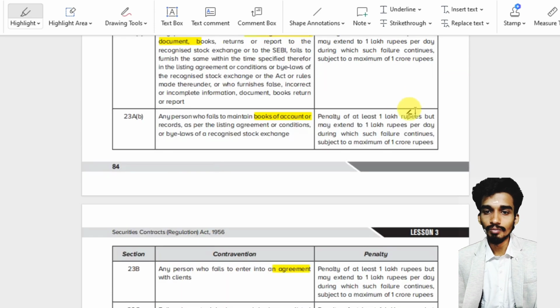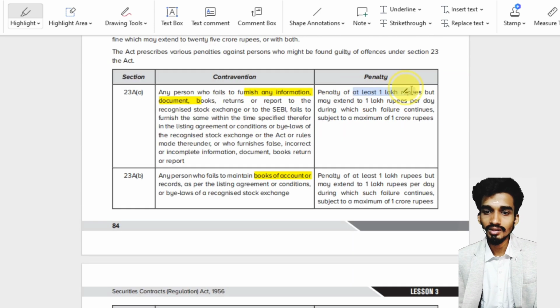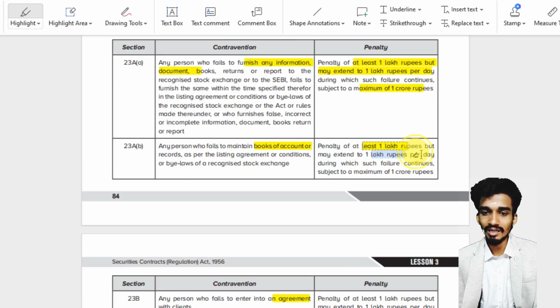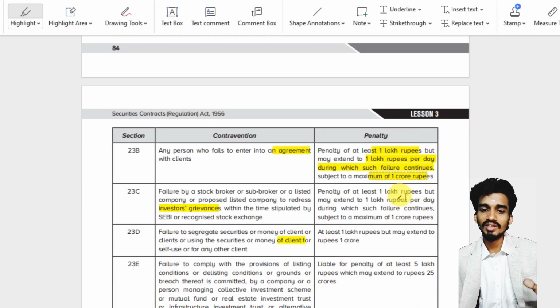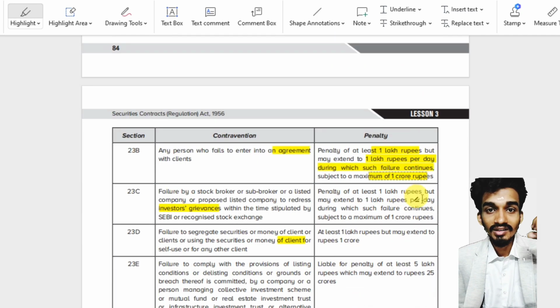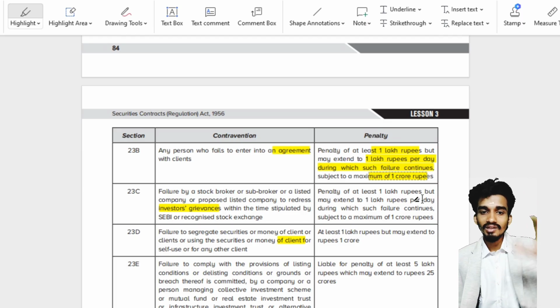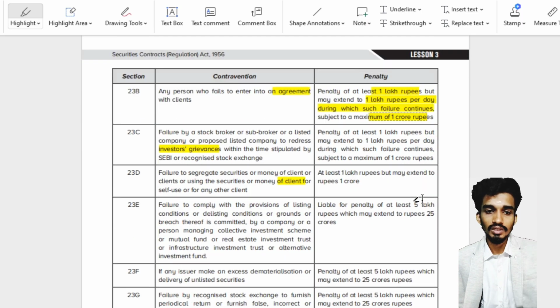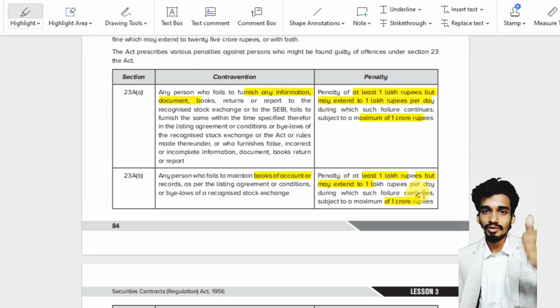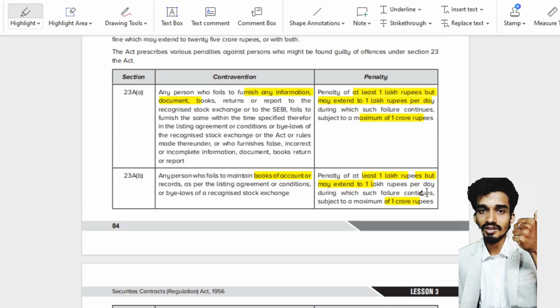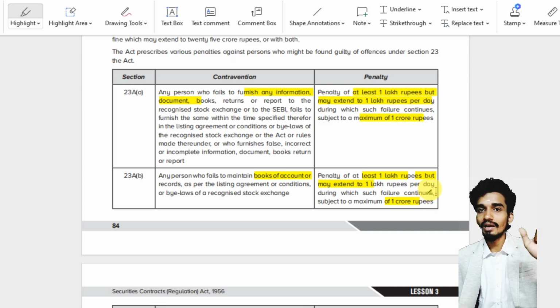It is 1 lakh rupees. At least 1 lakh rupees, 1 lakh per day, maximum 1 crore. The same points apply whenever it is concerned with books of accounts and whenever it is concerned with the client. It is the same penalty. So whenever it is concerned with books of accounts and with clients, it is 1 lakh rupees, but 1 lakh per day, maximum 1 crore.